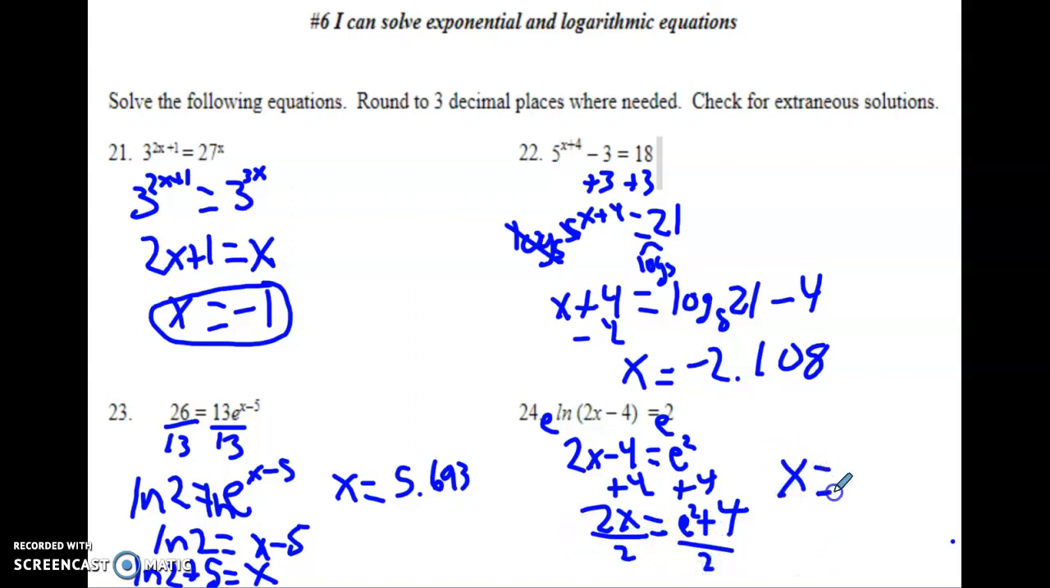Be sure that when you do this, the mistake would be to go e squared plus 4 divided by 2, just all in one motion. But unless you put parentheses around the e squared plus 4, that's only going to divide the 4 by the 2, not everything. So what I like to do is I'll put e squared plus 4, find an answer, and then divide that answer by 2. And the answer that I got is 5.695.